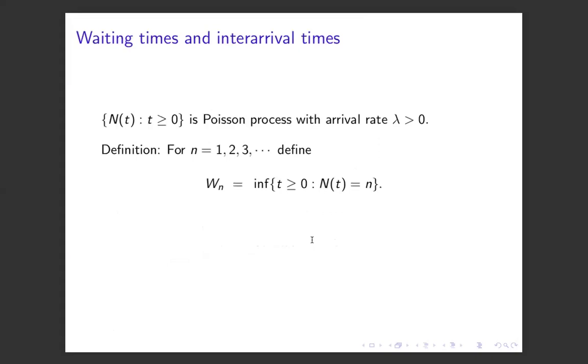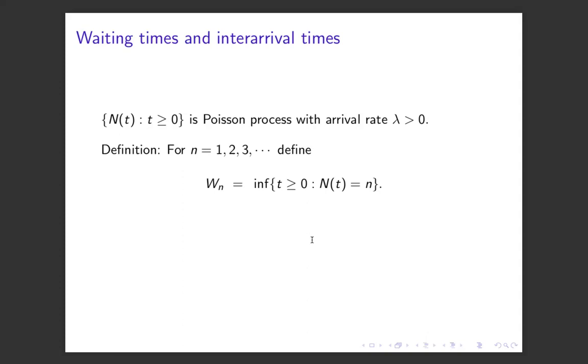Remember that for a Poisson process with arrival rate lambda, N of t counts the number of events which have occurred or arrived during the time period 0 to t. So now we look at the times of arrivals of these events.